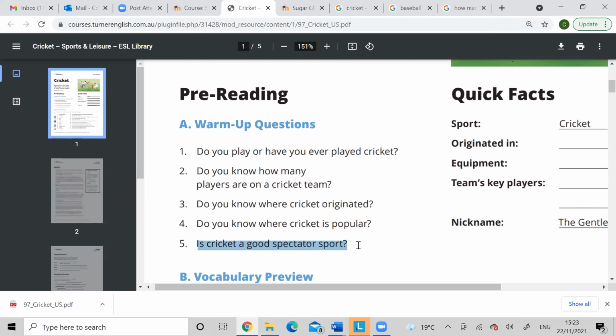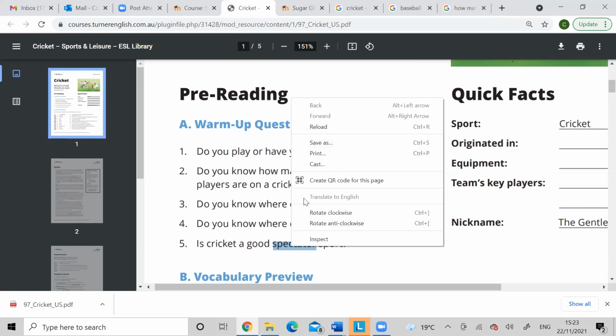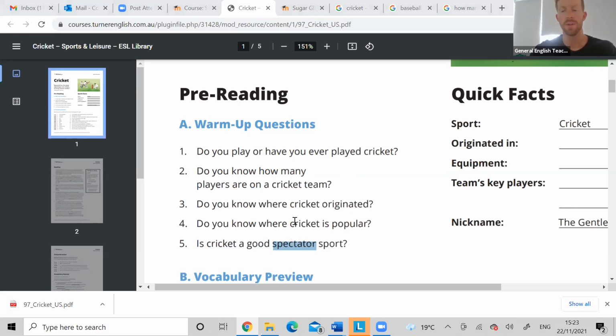Is cricket a good spectator sport? Okay. All right. Guys, there's a new word here, spectator. A spectator is someone who watches a game. A person watching a game.